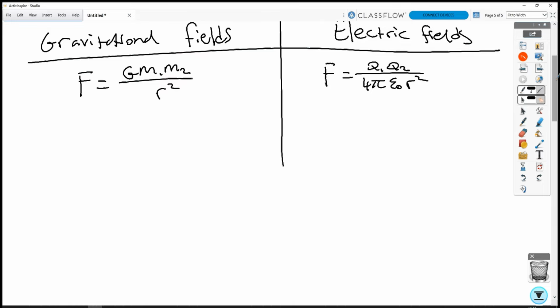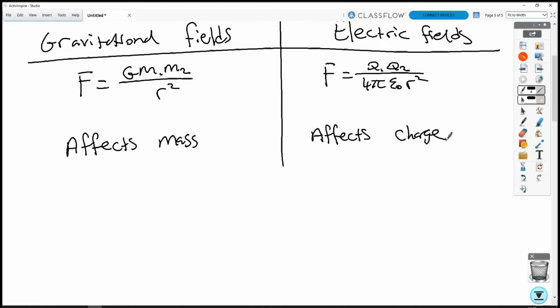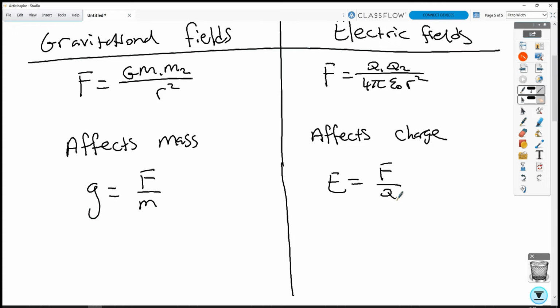So while this might seem like a difference, what I'm about to write, it's actually a similarity because they both affect their respective charges. Yeah? So the charge for a gravitational field is the mass, and the charge for the electric field is the electric charge. Then the behavior of the gravitational field strength and the electric field strength are the same as well. So g is equal to F over m in this case, and E equals F over Q in that case.